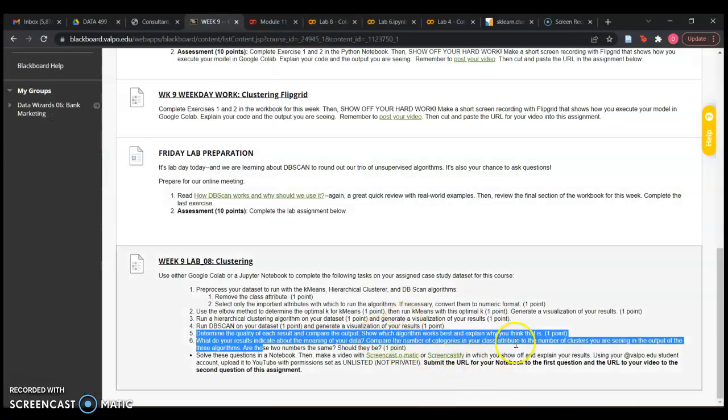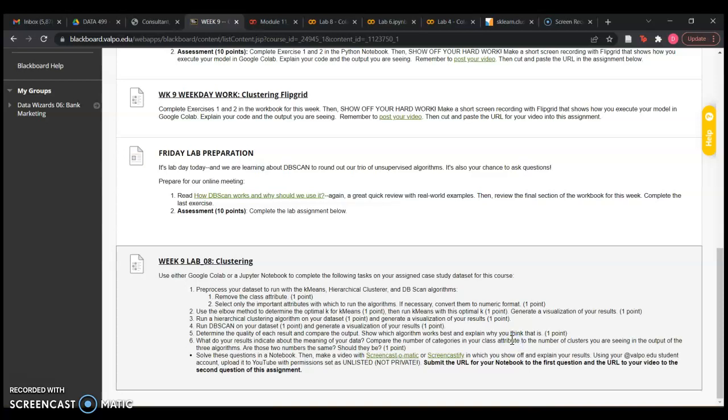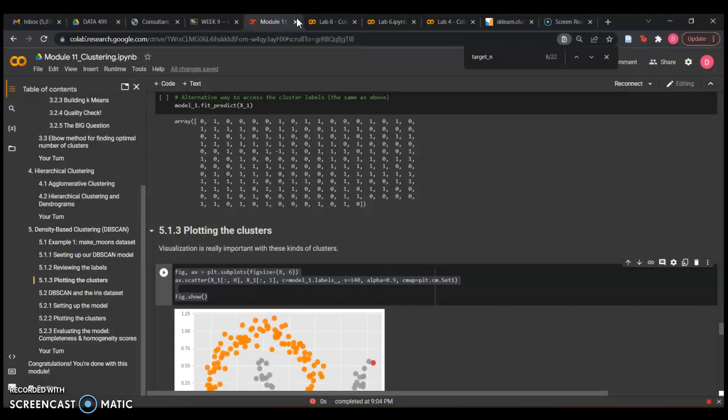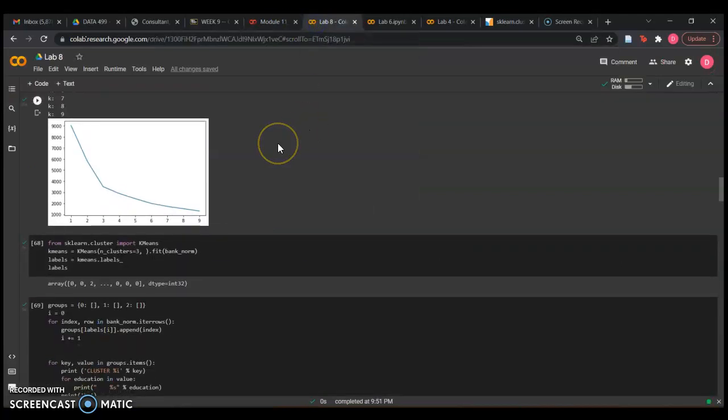I think we were also asked a question of what are the number of clusters and how many categories we're taking into consideration. So like I said, mine was education, and we had 3 different levels, primary, secondary, and tertiary, and we ended up seeing that our optimal cluster was equal to 3.